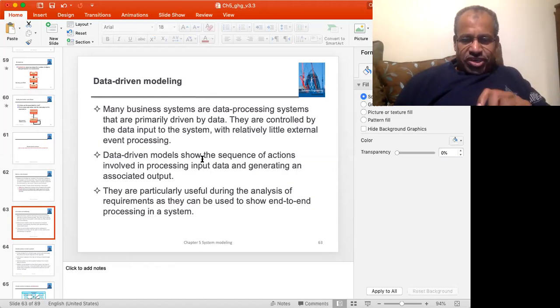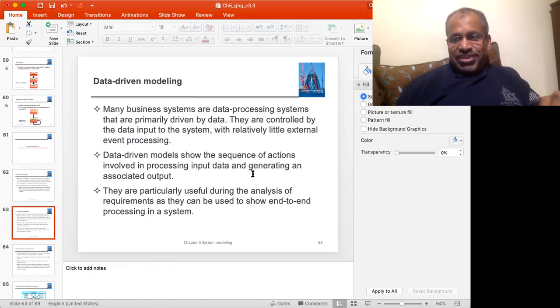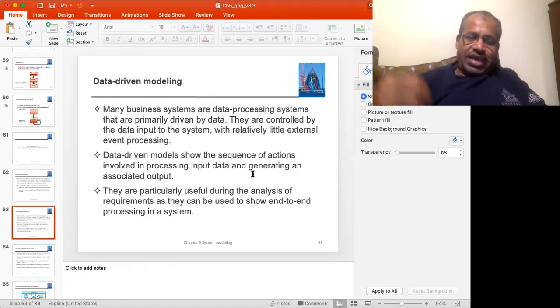Data-driven models show the sequence of actions involved in processing. So what happens once I receive an order from a customer? What happens once a customer deposits or withdraws some money? So we show what is involved in processing input data and generating an associated output. Obviously, you get an input, you do something with it, you generate some kind of output. So what is the sequence of steps and actions that happens between the input arriving and an output being generated?